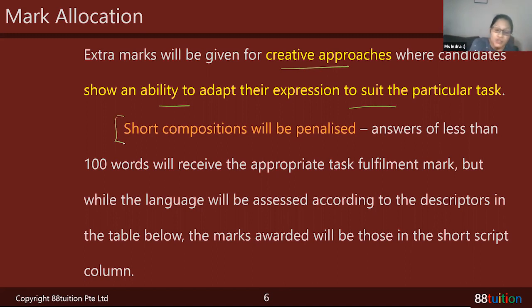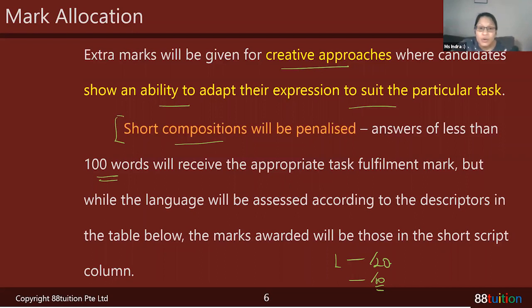Okay, remember students, you have a word limit, right? Usually it's between 250 to 350 words. If you write short compositions, you will be penalized. And when I say short compositions, I mean less than 100 words. So what usually happens is, for the task fulfillment or for your language, instead of, for example, language out of 20, if you write less than 100 words, you'll be graded out of 10 simply because you don't meet the word limit criteria.